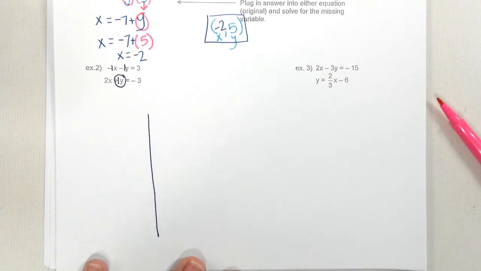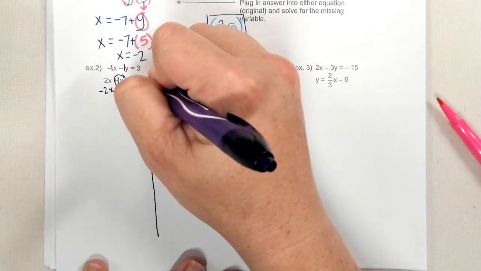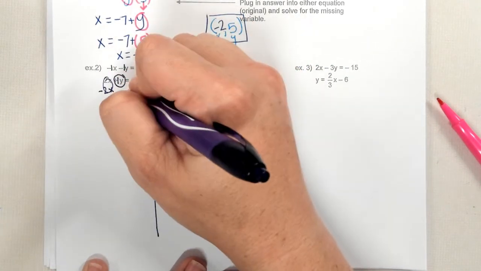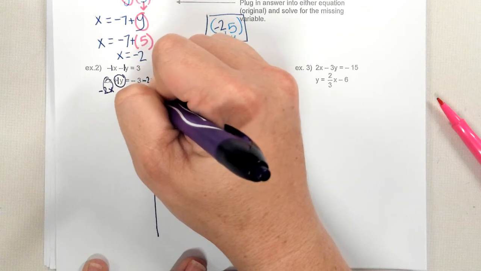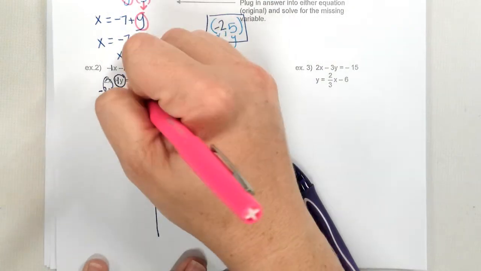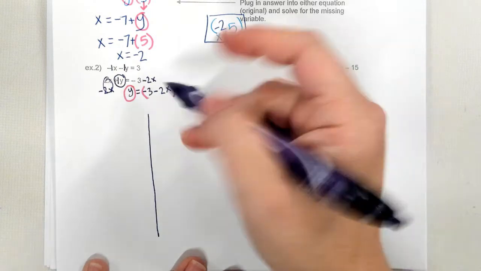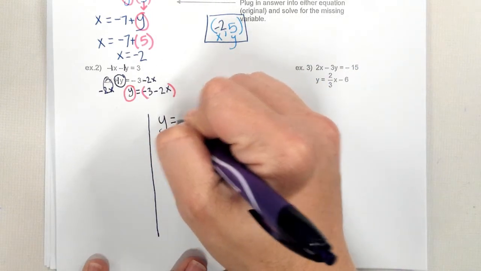How do I do that? Minus 2x on both sides. And I get y equals negative 3 minus 2x. So this equation is the one I'm using for substitution, right? So the equation you're using for substitution, you're going to write on the right.